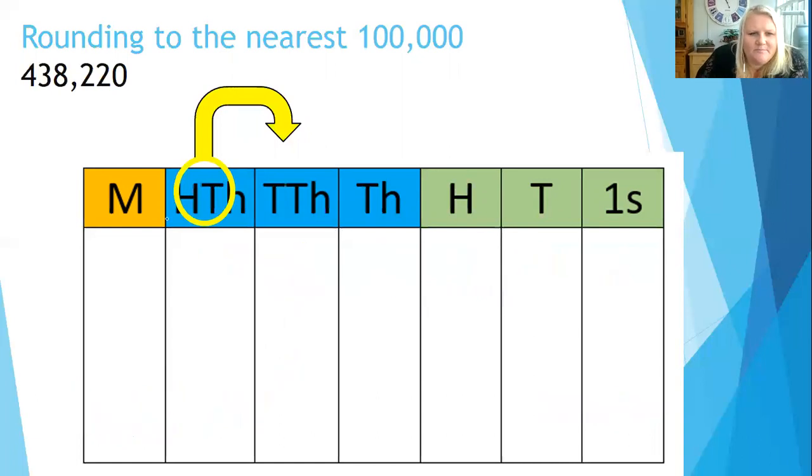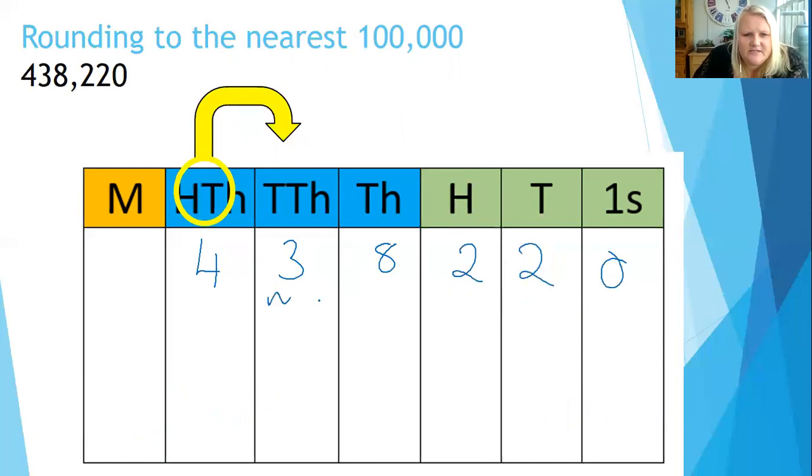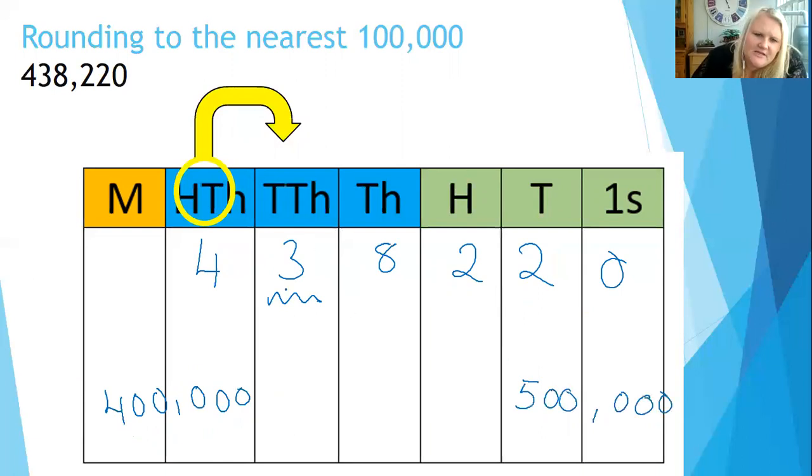Let's try another one. We've got 438,220. Okay, we're looking at this digit here. So it's either going to be 400,000 or 500,000. It's a 30,000 or a 3. Does 3 round up or does 3 round down? 3 rounds down, so we're going to round down to 400,000.